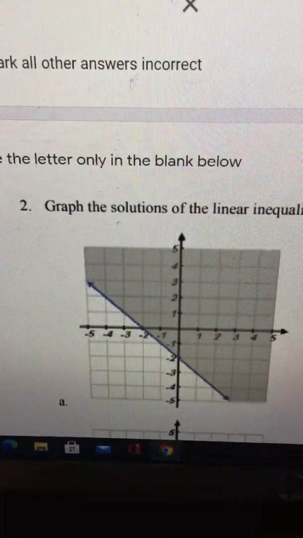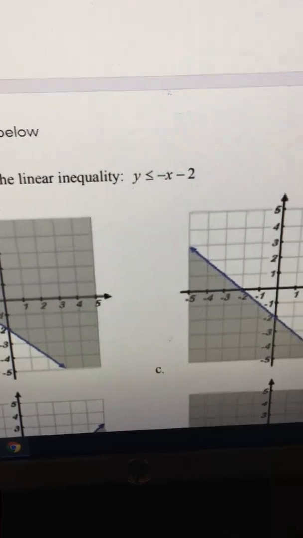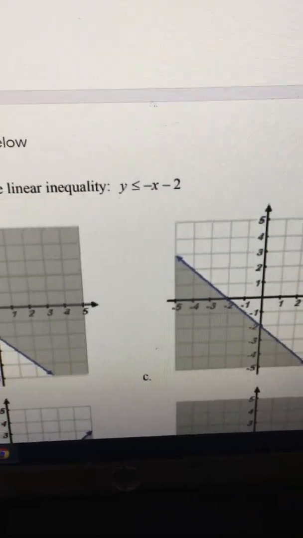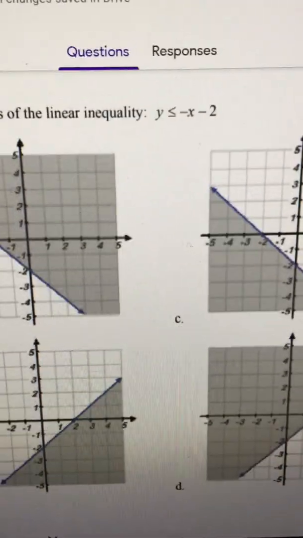Let's see what else we have on the warm-up. Graph the solutions to the linear inequality y is less than -x minus 2. So again, we're looking for the picture that matches this. Whoops, went too far again. Let's move that back up. Looking for the picture that matches that one.